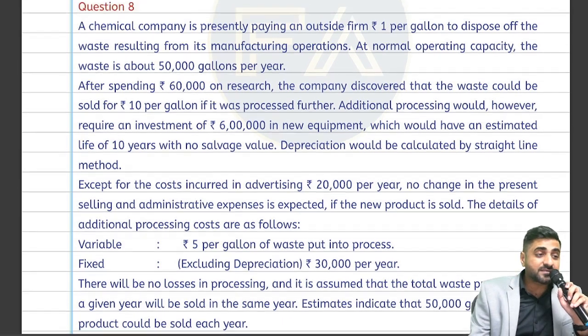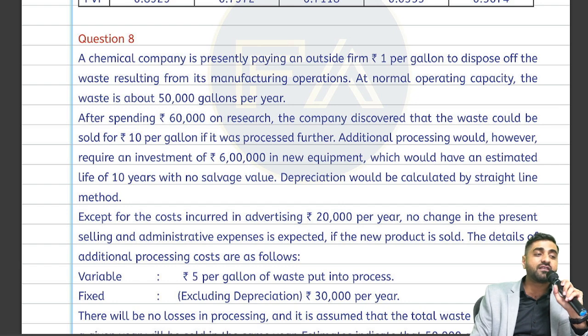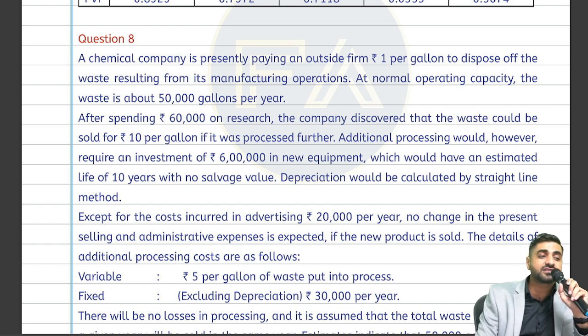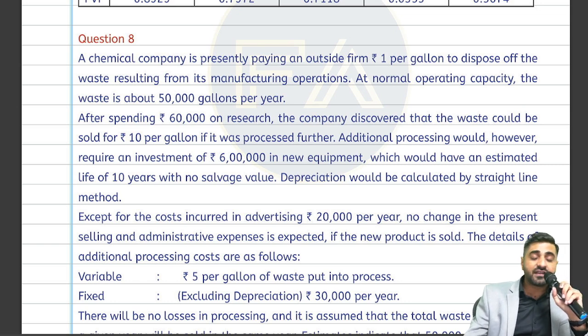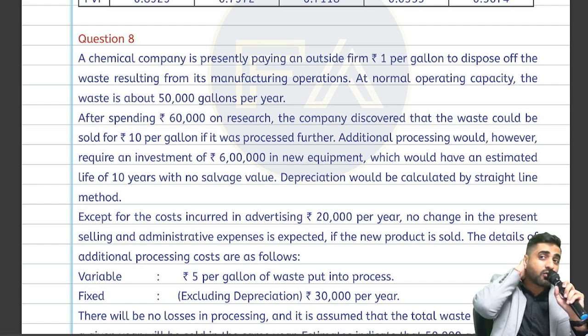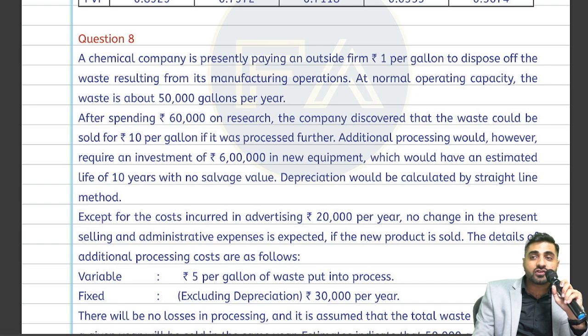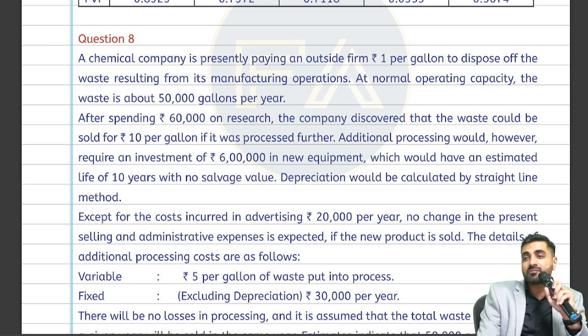Now read this particular question. A chemical company is presently paying an outside firm ₹1 per gallon to dispose of the waste resulting from the manufacturing operations. At normal capacity, the waste is about 50,000 gallons per year. Everyone in one voice, please tell me, what is the total amount you are going to pay to the contractor every year to dispose of the waste? 50,000 rupees per year I am paying. Come on, yes or no? Yes, sir.